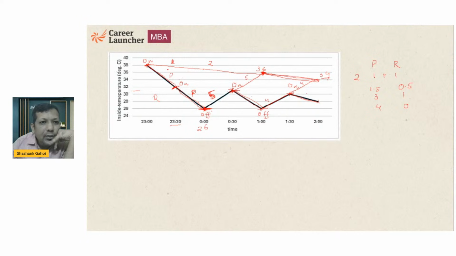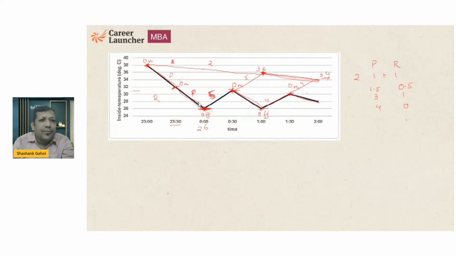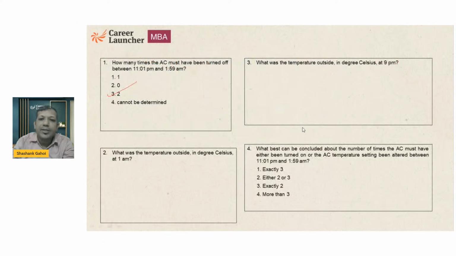So somewhere there is a calculation mistake. Let's see where it happened. Okay. What is the temperature? I don't know. What best can be concluded about the number of times the AC must have been turned on or altered between 11 a.m. and 2? Okay. So how many times has it happened? If we look at the AC setting changes, it has happened once here, an on has happened here, and an on has happened here. So basically that is going to happen exactly thrice. So the answer of this question looks like either 2 or 3, but it is not either 2 or 3, it is definitely 1.